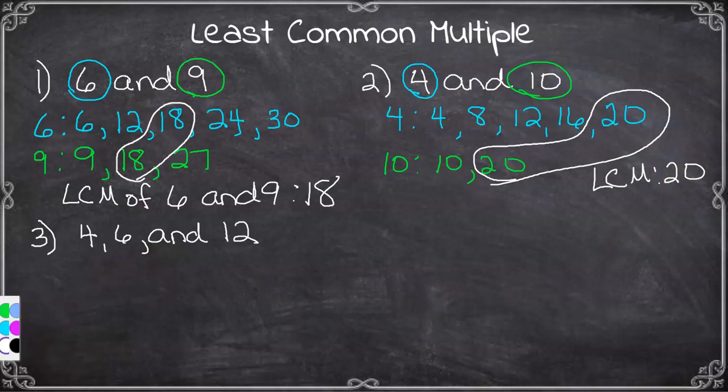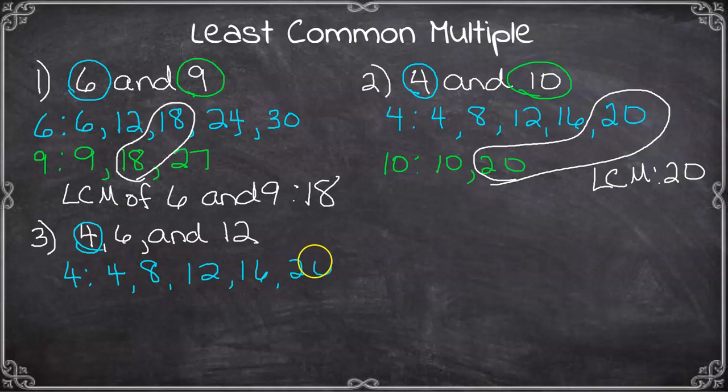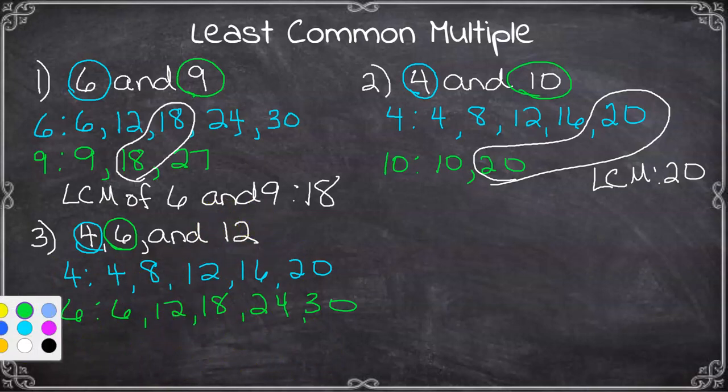Okay, so for number 3, I have 3 numbers that I'm going to list multiples for. I'm going to start with 4. I already did 4 over here, so I'm just going to copy what I had: 4, 8, 12, 16, and 20. And we'll see if that ends up being enough. And then let's do 6. We already did 6 up here, so we'll just copy what we had for 6: 6, 12, 18, 24, and 30. So if we were doing just 4 and 6, we would have 12 as the least common multiple. But we have another number, 12, to look at.